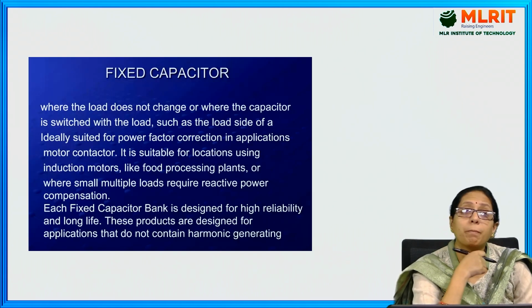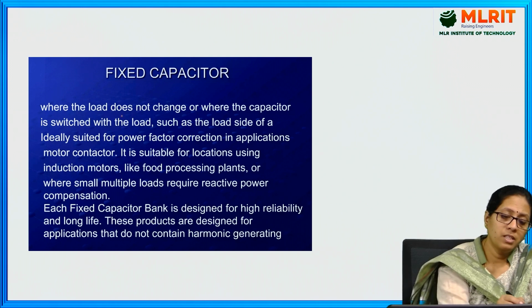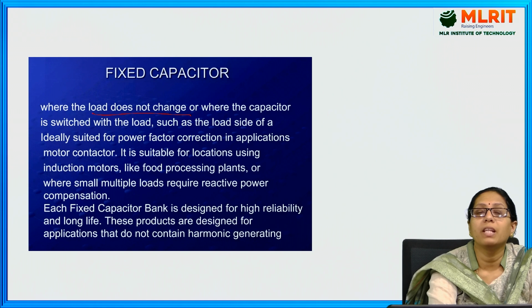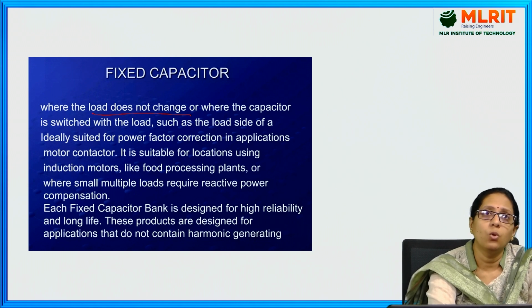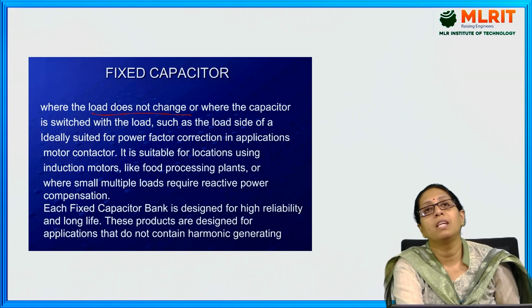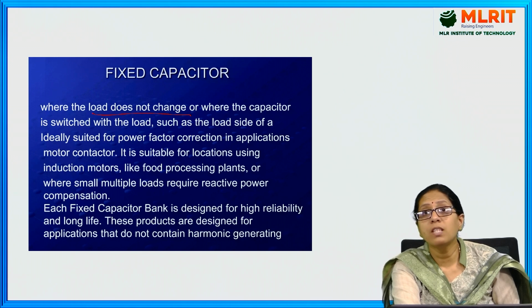Second type of compensator is fixed capacitor. The first type was SVC, the second type is fixed capacitor, where the load does not change. That means for fixed load, or where the capacitor is switched with the load. Such type of load side is ideally suited for power factor correction. That means this type of capacitor is being used where the load does not change. That means for fixed load, we will be connecting this fixed capacitor.